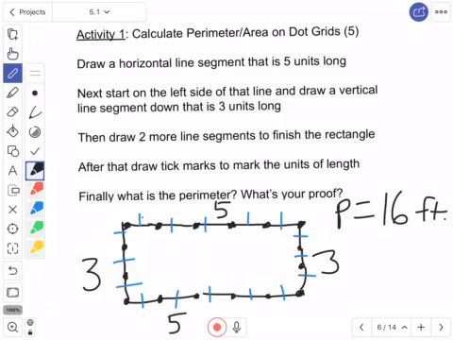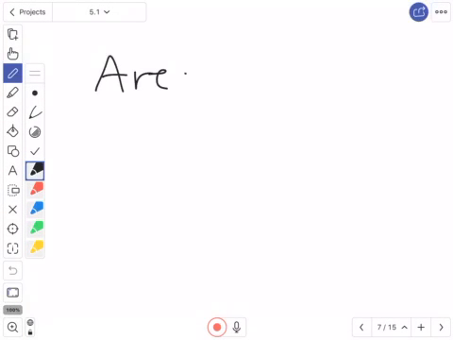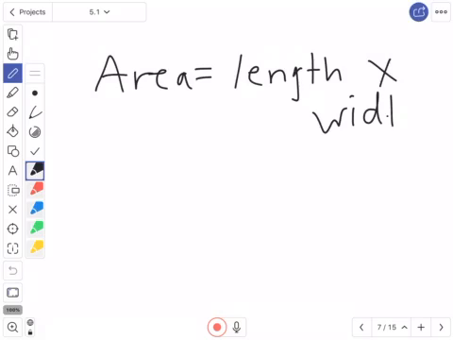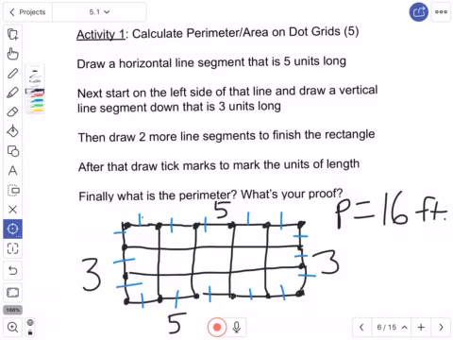Now remember, there's 2 different ways to do area. Area equals length times width, or I can just count the squares. Now this picture doesn't have squares in it right now, but I can connect all of these dots going across, and I can make my squares. Each column has 3 in it, and each row has 5 in it. So now all I have to do is count it.